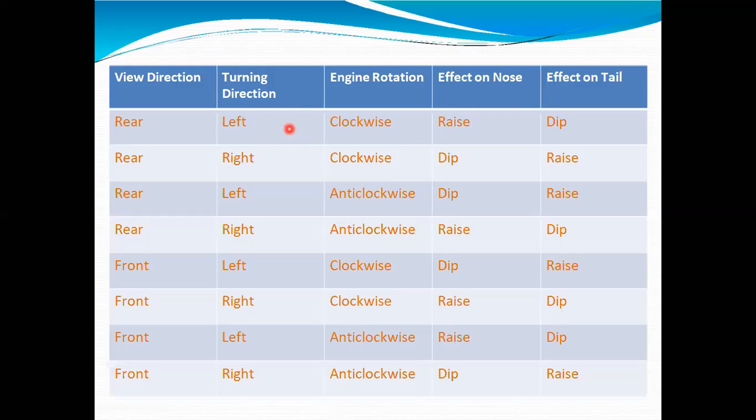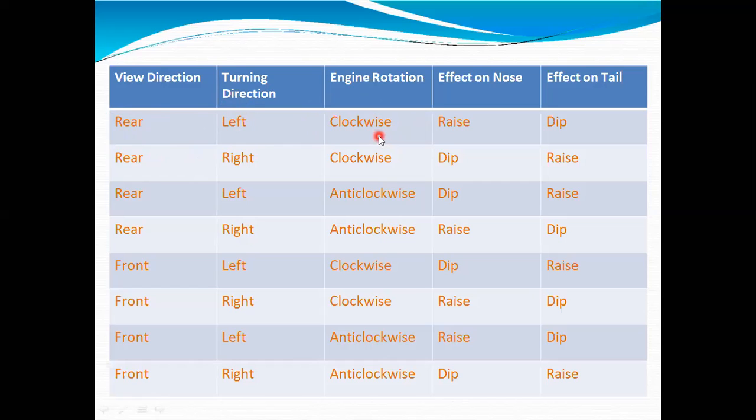So again we are proceeding towards the table part. The direction of view is rear, and the turning direction may be either left or right. In the first case we are taking the turning direction as left, and the rotation of the propeller, the rotation of the engine, is in clockwise direction. So the main question is: if these three conditions are given, what will be the effect on nose and tail? The nose will rise, and the dip condition will be achieved by the tail, when we are viewing from the rear end, the direction of turning of the vehicle is left, and the engine is rotating in clockwise direction.